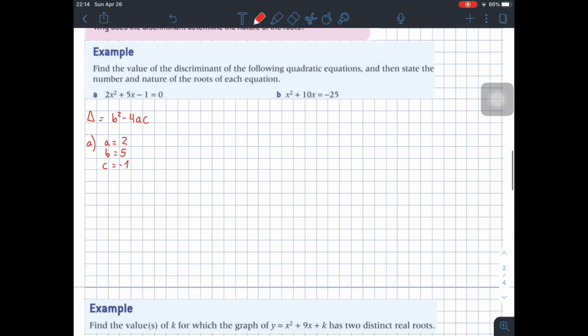So in the first case, the discriminant is b squared, 5 squared, minus 4 times a times c, and this gives us 25 minus or plus 8, right? This is 33. So this is the value of the discriminant. So this would be our first answer.